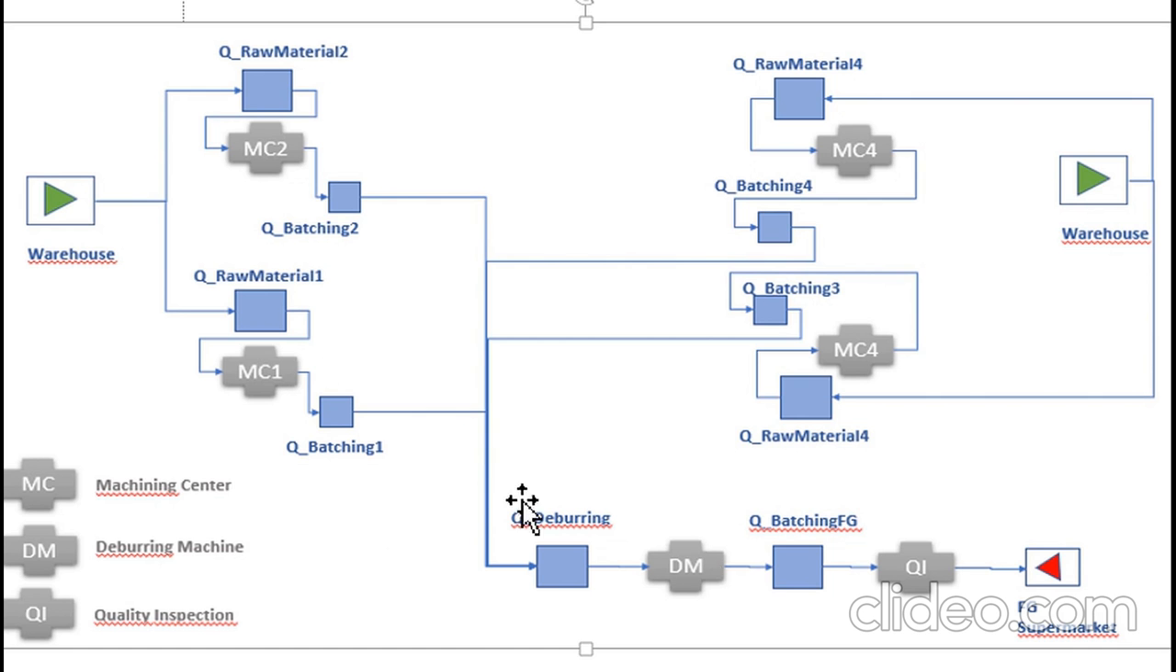The second main process is called deburring. This process is done in an automatic machine where the operator loads the parts in one side of the machine and unloads the processed parts in the other side. And finally, we have the third process, that is quality inspection. It is done in a coordinate measuring machine.